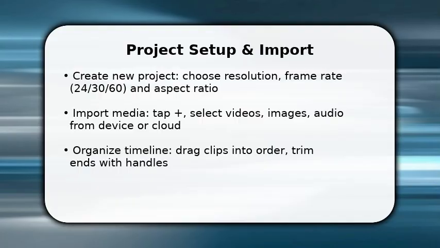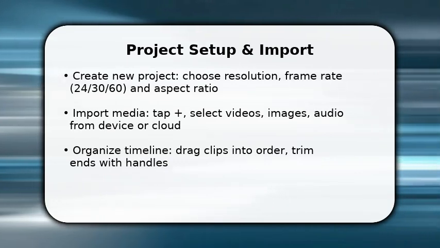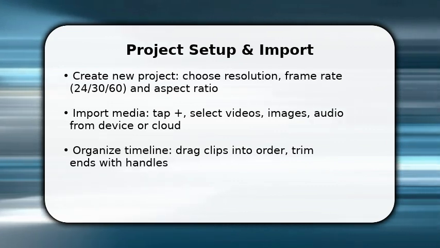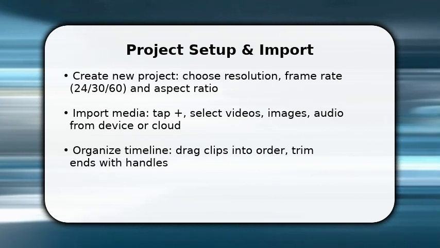You start by creating the project. Pick resolution, frame rate, and aspect ratio to match your target platform. Then import your assets directly, tap the plus, choose files from device or cloud, and place them on the timeline. Once done, trim each clip by dragging the handles and split with the scissor tool to remove unwanted parts.